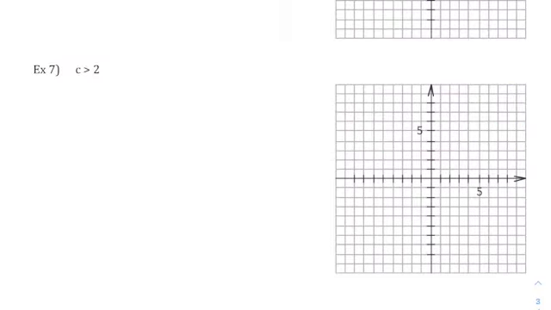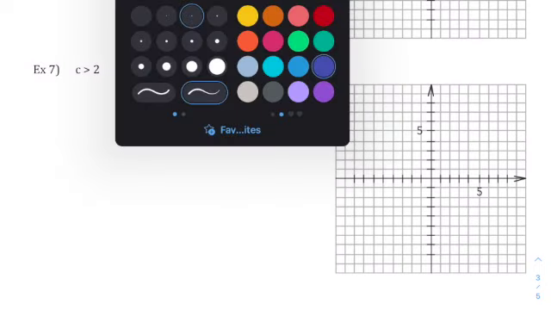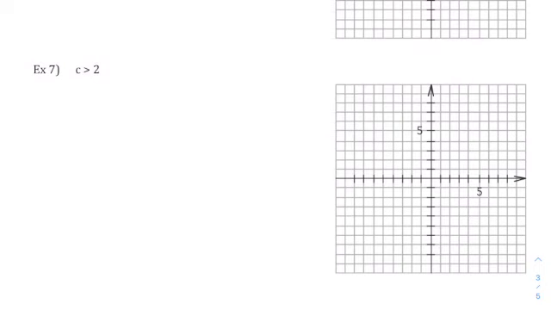Number 7, there's a typo. It should be x greater than c. So please mark that off. I will change your paper. So for me, even though it's c, for you guys, it's going to be x. I'm going to write that down: x is greater than 2.